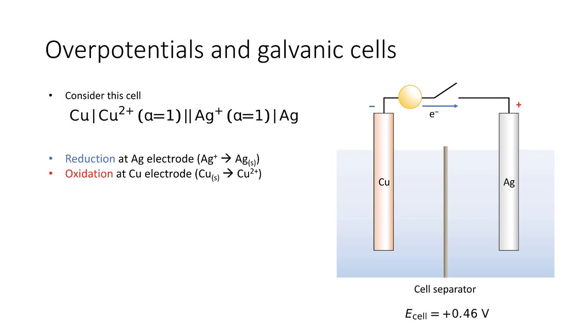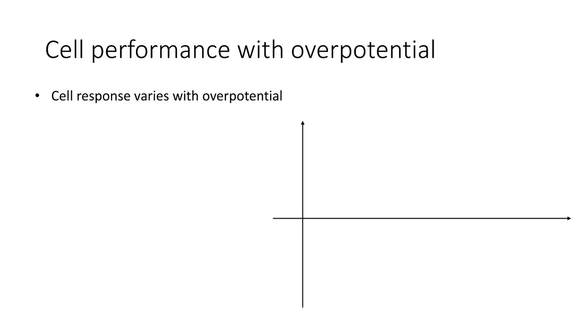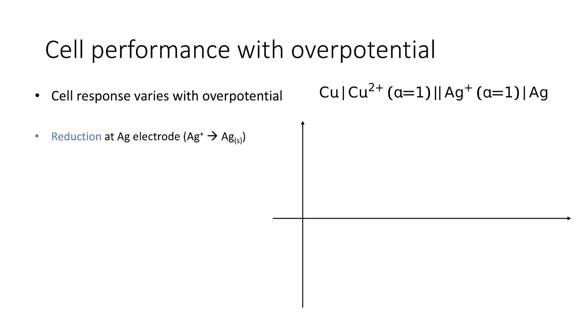But what we're really interested in with the galvanic cell is, as it's doing work, as it's driving the current through the external circuit, how does that potential vary as the current flows through the circuit, and what can we get from this information. A key factor in our galvanic cells is the performance of the cell with the overpotential present. So whenever we apply an overpotential to a cell, remember we get a different cell response. With the copper-silver cell, we said that we would have reduction at the silver electrode. So in this case, we would expect to observe a cathodic overpotential.